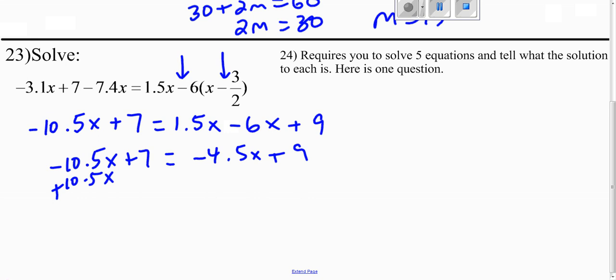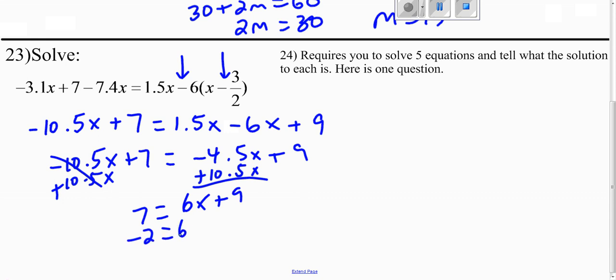Add 10.5x to both sides. I'm choosing to do that one because that's the smaller one and it'll make my life easier. So 7 equals 6x plus 9. Subtract 9 from both sides, so that's negative 2 equals 6x. Divide both sides by 6. X equals negative 1/3.